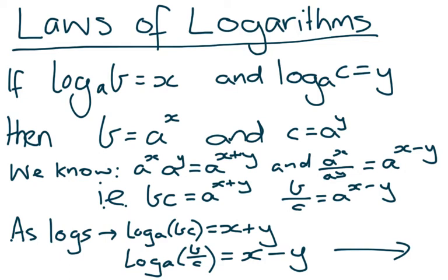And the same thing if we did A to the power of X divided by A to the power of Y. Using our index laws, we would do A to the power of X take Y. So what I've done there in terms of B and C, we're saying if we multiply B times C, then we get A to the power of X plus Y. And if we do B divided by C, we get A to the power of X take Y. So if we write these as logarithms, it means that log base A of B times C is equal to X plus Y, and log base A of B divided by C is equal to X take Y.